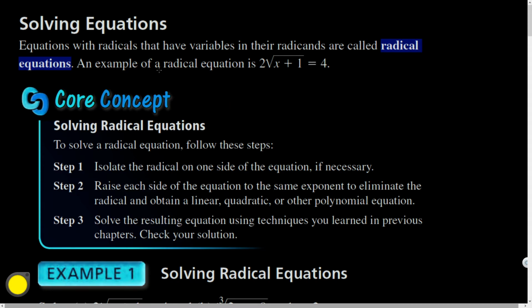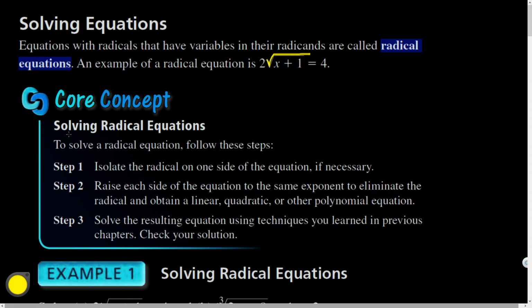So an example of a radical equation is any old equation that happens to have some sort of radical in it, whether a square root, cubed root, nth root, whatever. And we're going to learn how to solve those today. You could probably guess it's related to using inverse operations, undoing the thing that's happening to the variable.